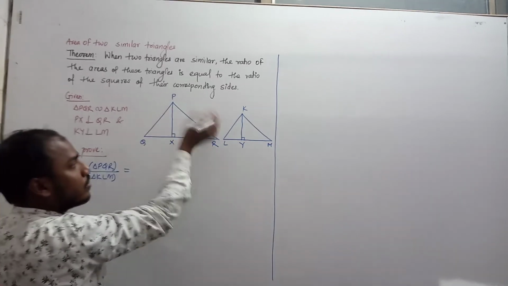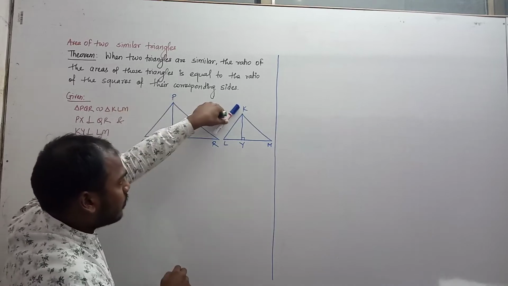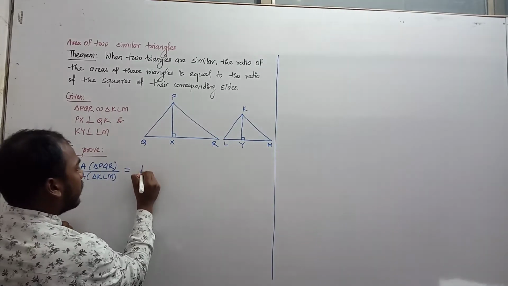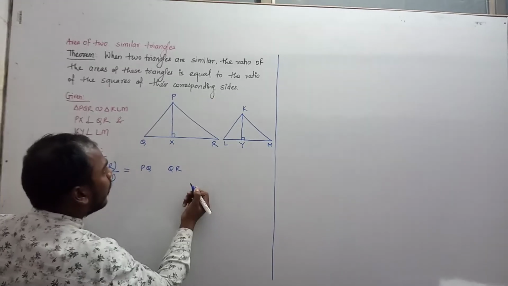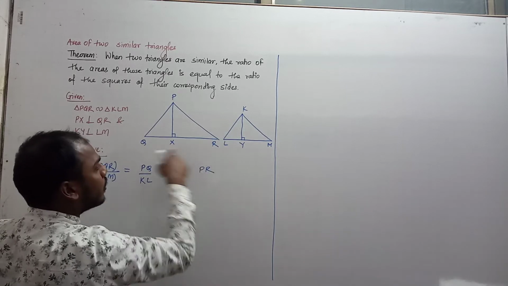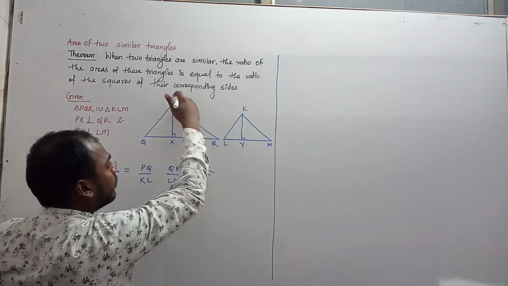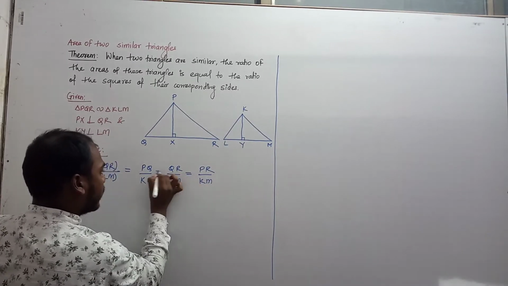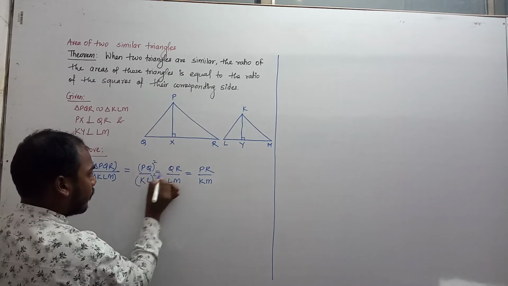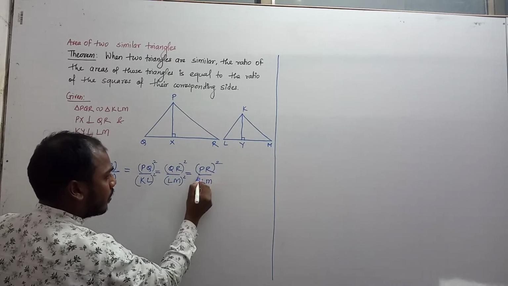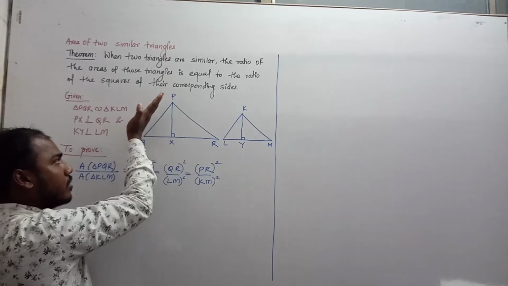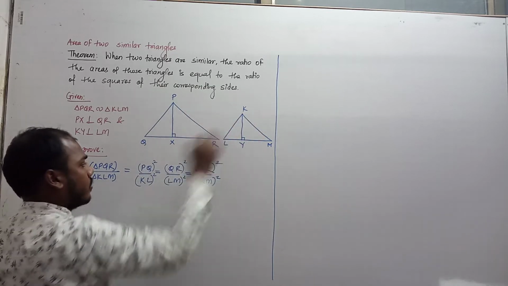If we talk about the corresponding sides of these two triangles, very simple: PQ corresponds to KL, QR corresponds to LM, and PR corresponds to KM. So PQ over KL, QR over LM, and PR over KM are these ratios, and they have given the square of their corresponding sides' ratios. So the area ratio of these two triangles is equal to the square of the ratio of their corresponding sides.